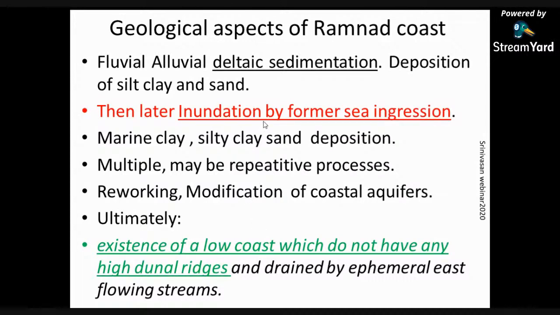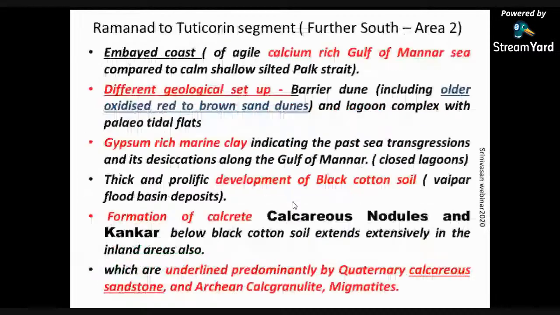A number of times the sea has come in and deposited marine clay, silty clay, and sand multiple times. Repetitively the sea came in the past, and an inherent marine formation was deposited. So below Ramnad, and in Tuticorin also, there is a calcium and gypsum rich marine clay. There is black cotton soil development, calcrete. This clay, black cotton soil and marine clay won't allow the water to go in.